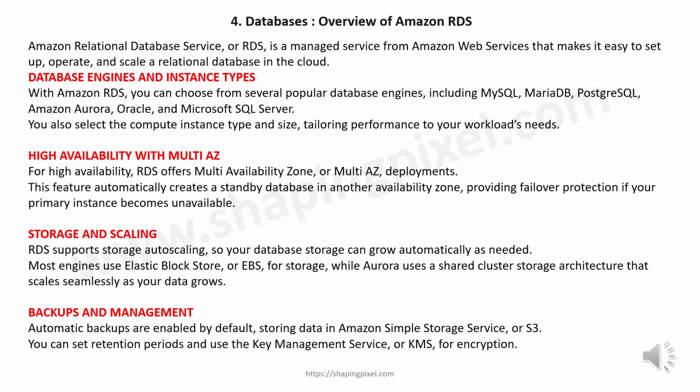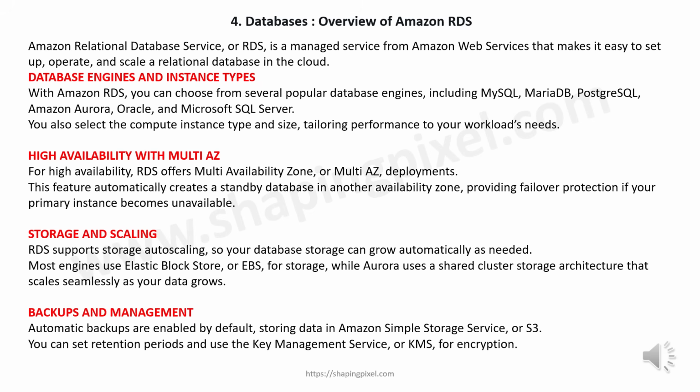For high availability, RDS offers multi-availability zone, or multi-AZ, deployments. This feature automatically creates a standby database in another availability zone, providing failover protection if your primary instance becomes unavailable. RDS supports storage autoscaling, so your database storage can grow automatically as needed. Most engines use Elastic Block Store, or EBS, for storage, while Aurora uses a shared cluster storage architecture that scales seamlessly as your data grows.